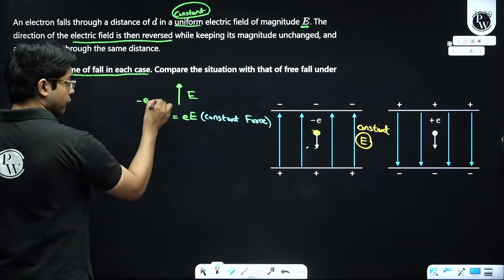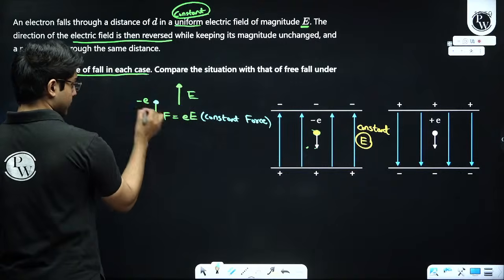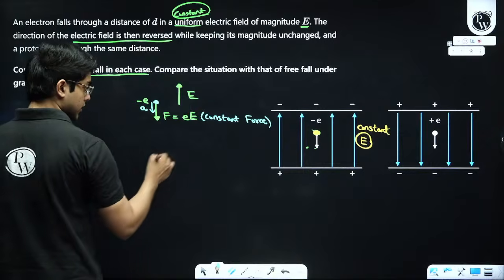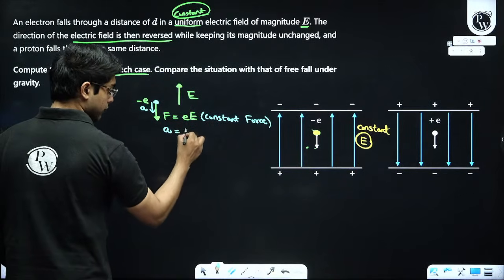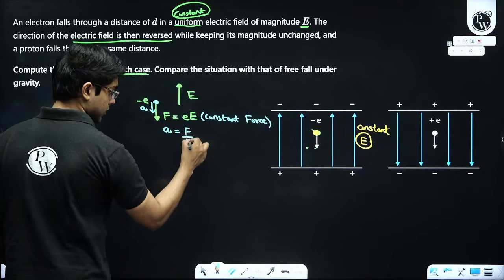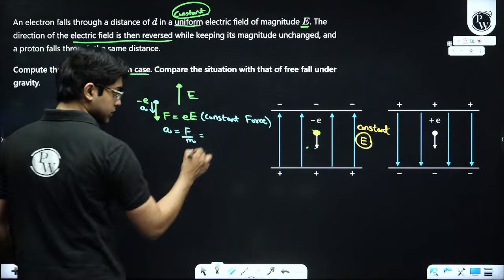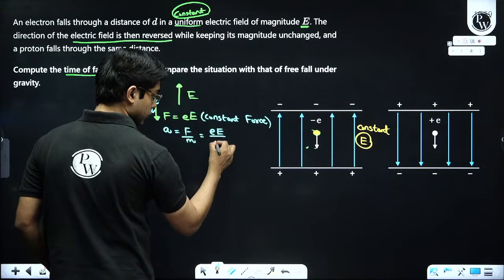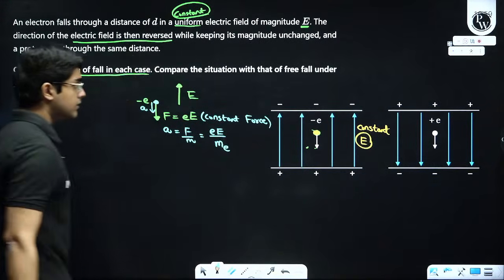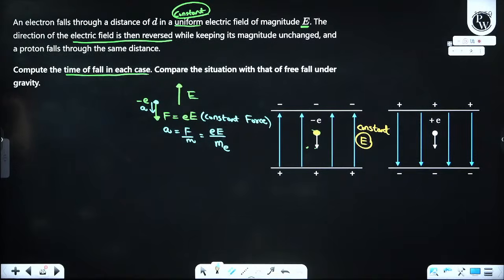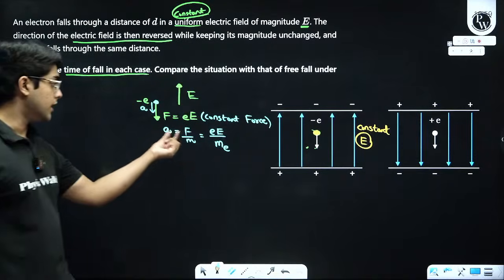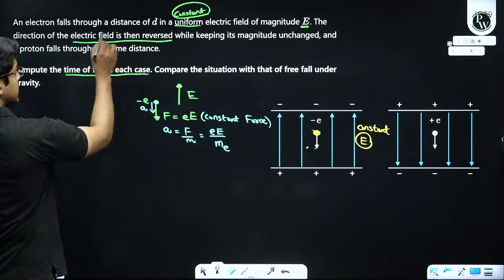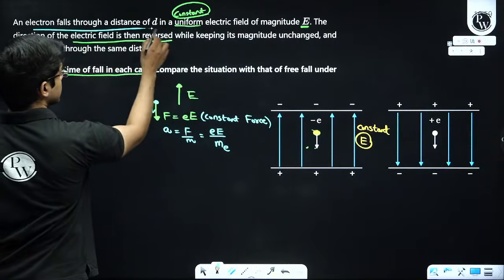So if I know the force, I can find the acceleration as well. The acceleration will also be in the direction of the force itself. That acceleration is given by force divided by mass, Newton's second law. So the force is e times capital E, divided by the mass of the electron. This is the acceleration that the electron experiences. Now it has to fall through a distance d. The electron falls through a distance d.